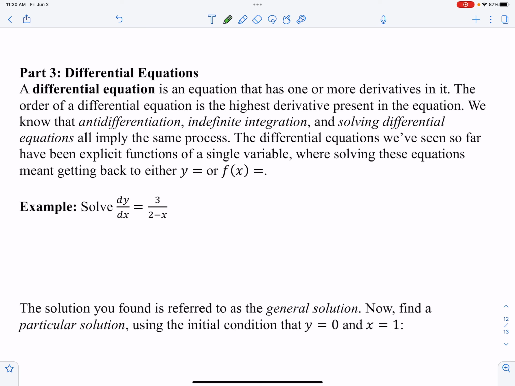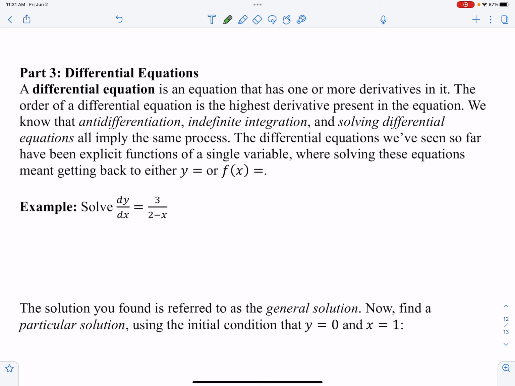Hi there. So this is the third and final part of the calculus crash course, and it's going to be on differential equations, solving differential equations. Now, we didn't say we were solving differential equations in the previous section, but you kind of were. You just didn't think about it from that perspective.